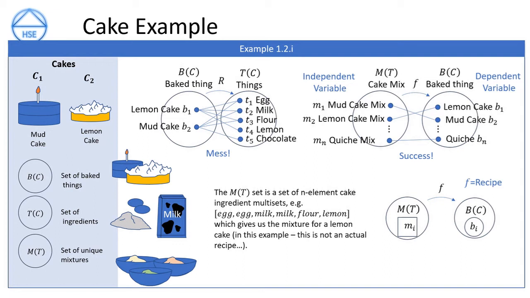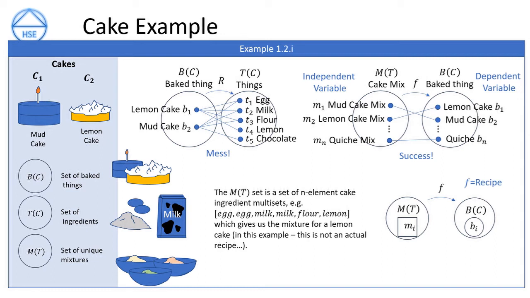Walking around the slide, we'll explore the value of including or excluding the incidence function in the general definition of a graph. The cakes shown by C1 and C2 represent the graphs. Then moving below, the set of baked things or cakes is given by BC. The set of ingredients is given by TC, and the set of unique cake mixtures is given by MT.